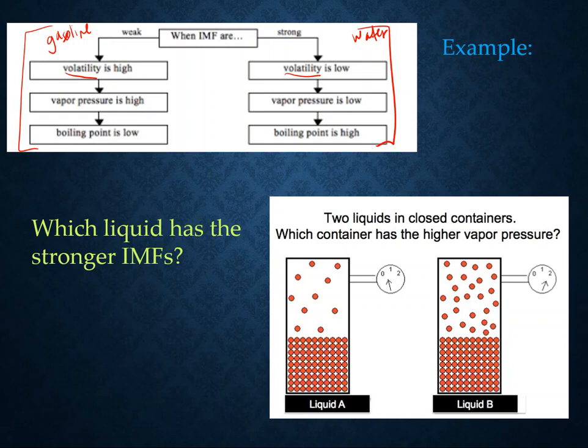Whereas water, on the other side of the coin here, the volatility is low. The vapor pressure then is low. The boiling point is high. So before we even answer this question, which liquid has the stronger IMFs?